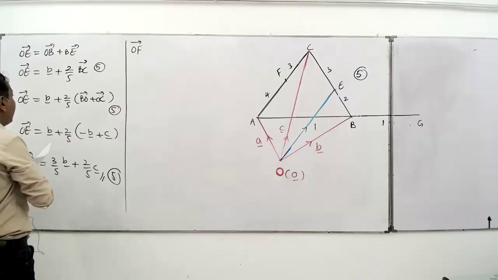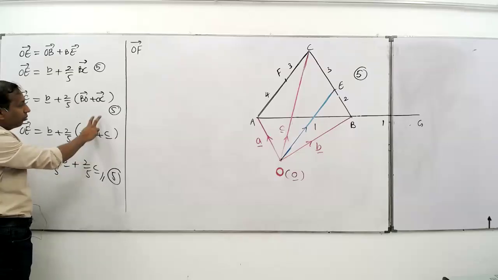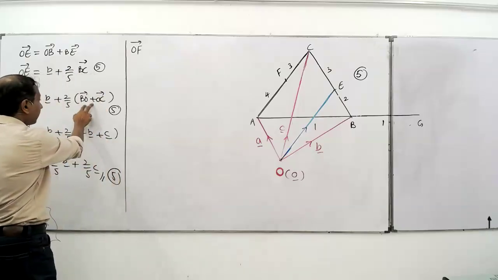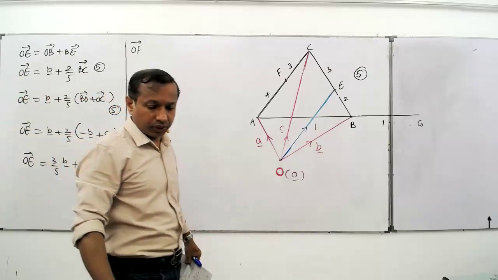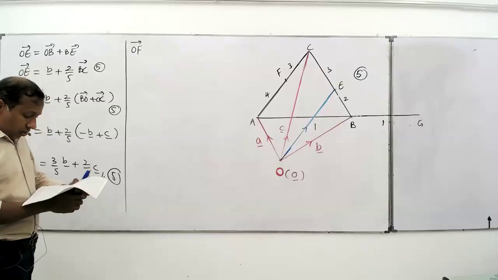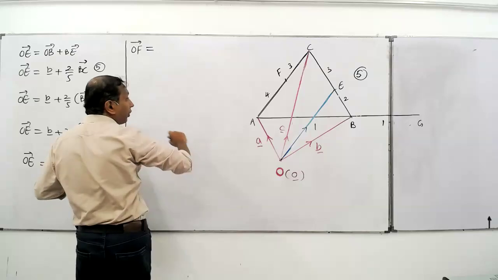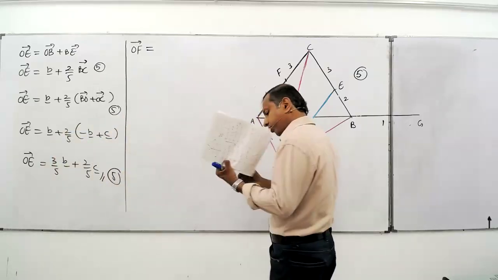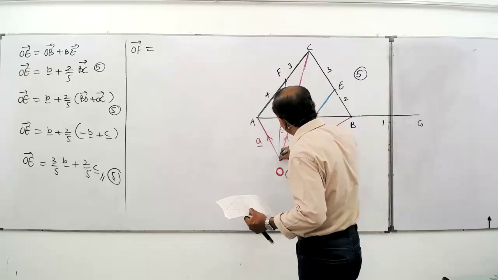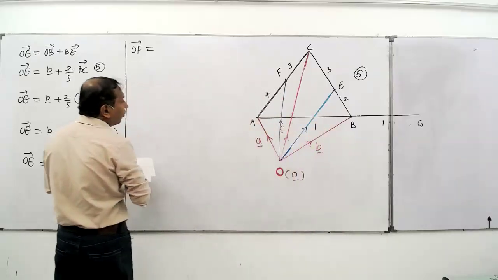Asking for the BC vector, where can we write C minus B? Is it wrong? Then you won't get these 5 marks. For this one, they expect... Understood? Or if you can write this, if you can write OA plus AF.